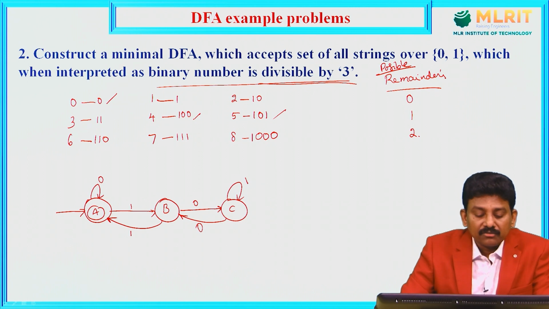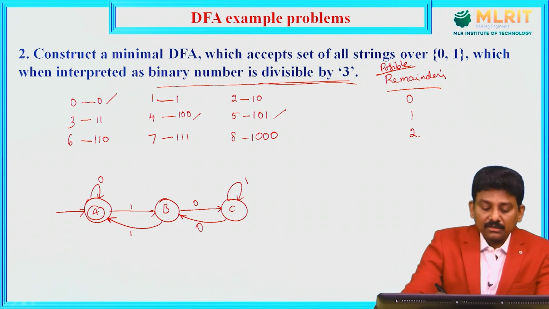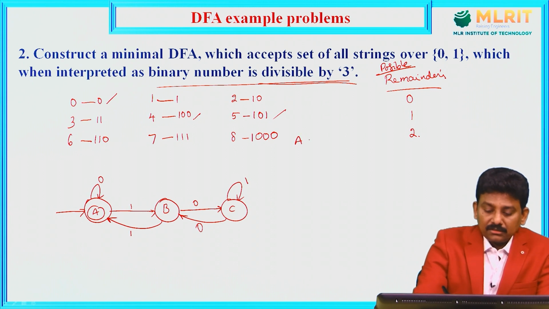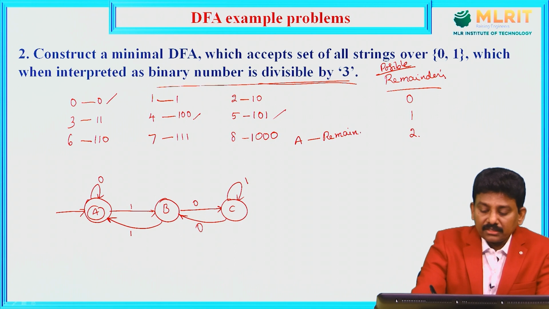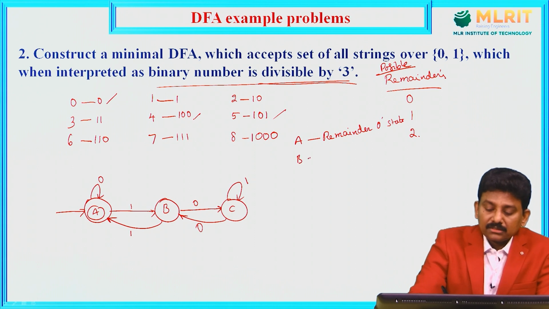So this diagram will work for any binary number divisible by 3. Then A is the remainder 0 state, B is the remainder 1 state, and C is the remainder 2 state.